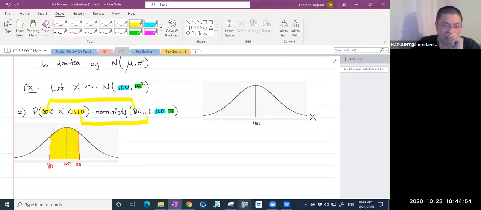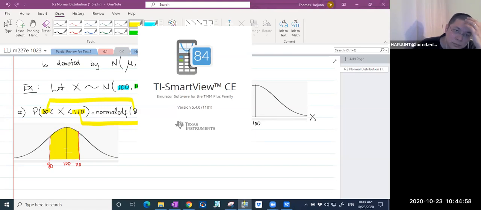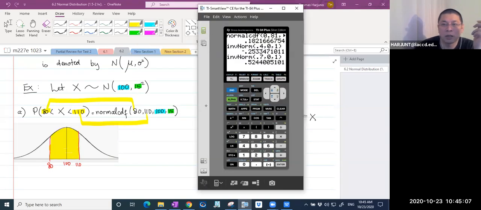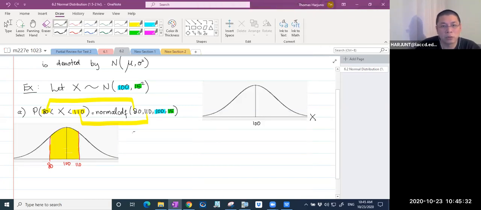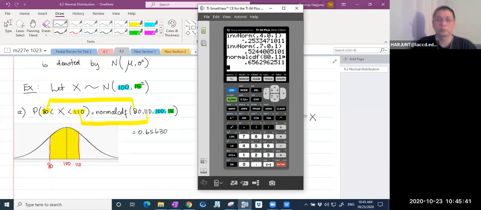On the calculator: distribution, normal CDF, lower fence is 80, upper fence is 110. The mean is not 0 anymore. I need to change it to 100 in this case, and standard deviation is 15. That will be 0.65630 by rounding. And you will see everything else is the same as what we learned in the Z distribution. The only things changed right now is that the mean is no longer 0 and the standard deviation is no longer 1.